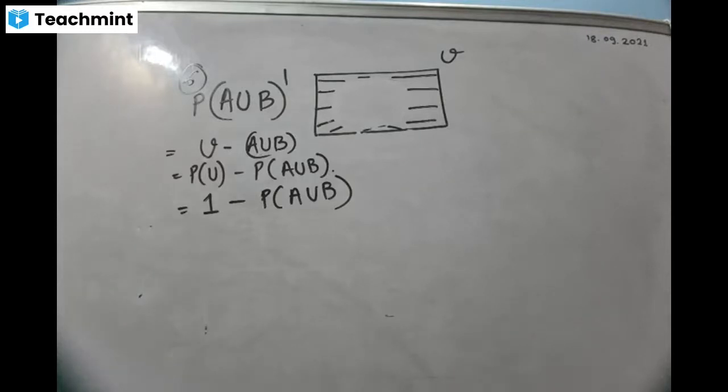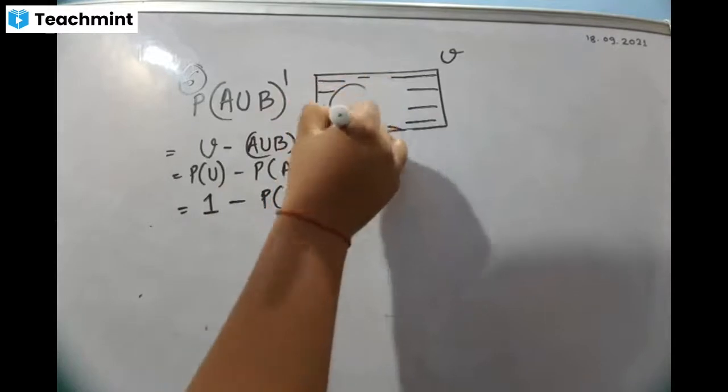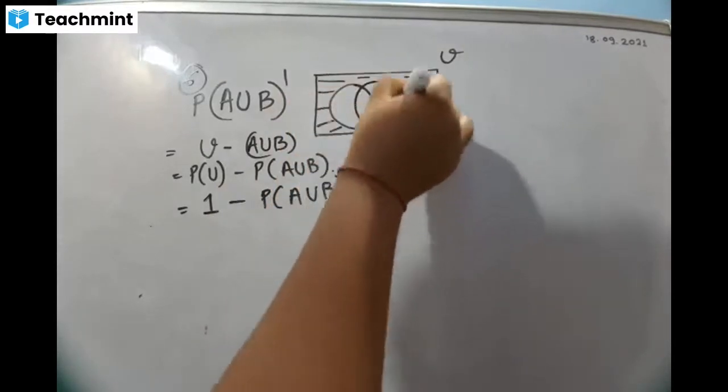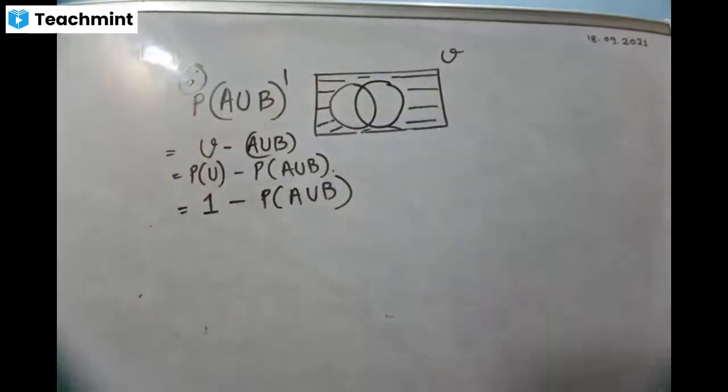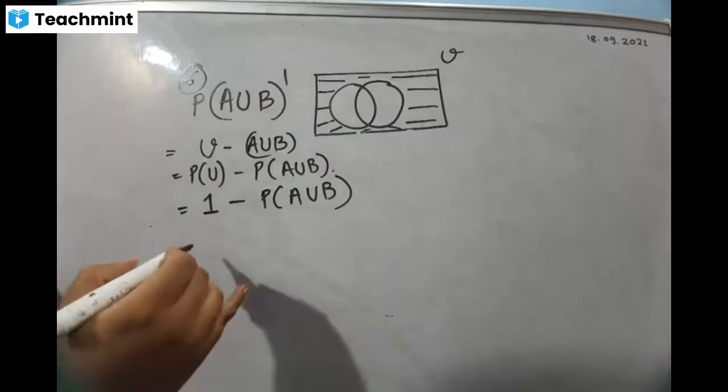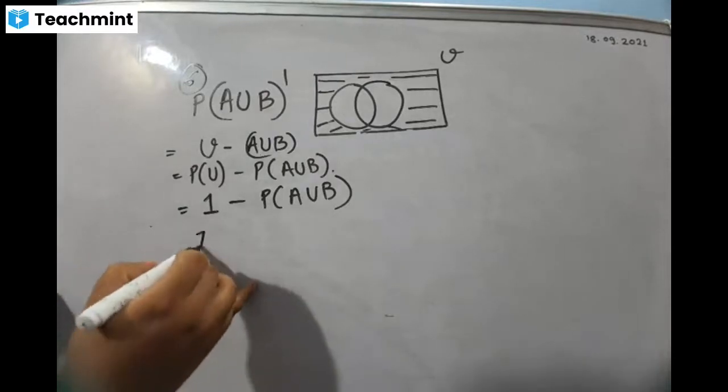Is that clear? So this is the formula. It is because of this I had to explain everything using a Venn diagram. Got it? Now in a similar way, everyone, let us try to understand 7 also.